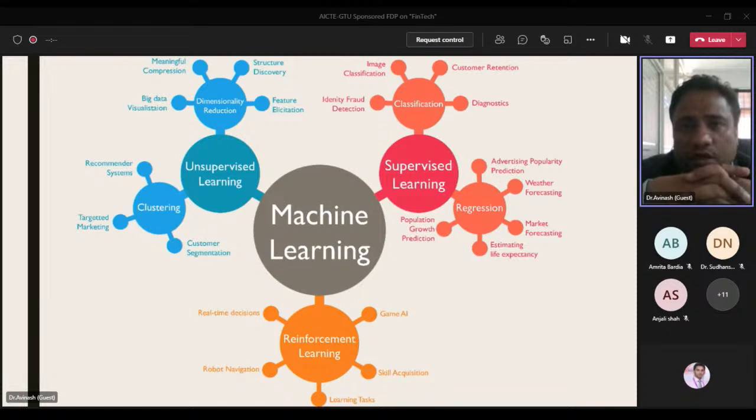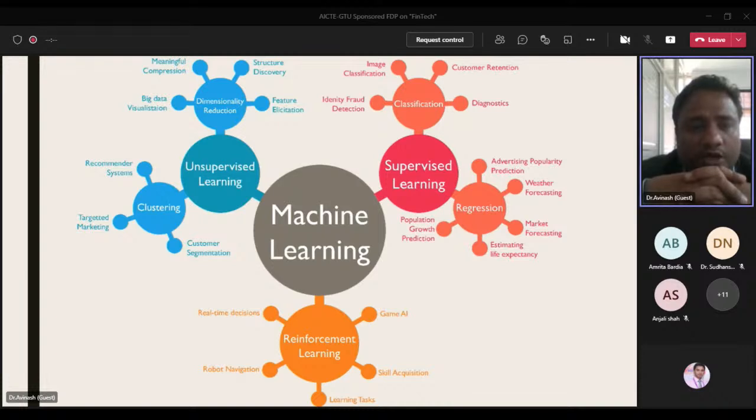Then the classification algorithm can be helpful in diagnosis, identity fraud detection systems, retention, and all sorts of things. The unsupervised learning algorithms are helpful in clustering and dimension reduction approaches, where clustering systems can help us make recommender systems. As I gave you some examples of recommender systems, for example movie recommendation, such systems are designed using the clustering approach.